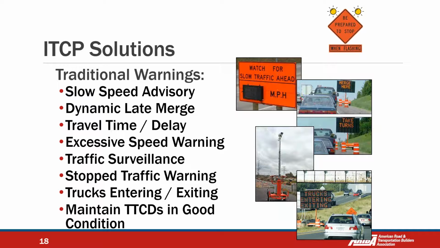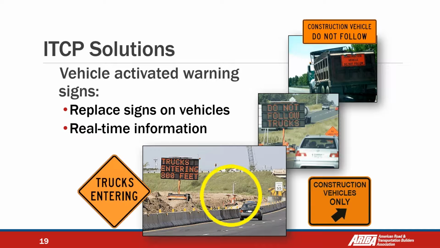We can use rumble strips in the ramps when motorists are arriving to the work zone. They can feel the rumble strips and identify what is the problem, that they are intruding inside the work zone instead of the regular roadway. So some additional solutions: vehicle activated warning signs, replace signs in vehicle, real-time information. Yeah, we were talking about all these things before.